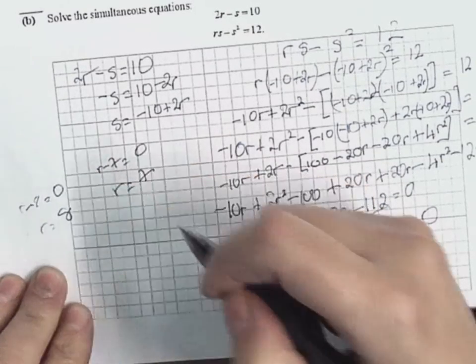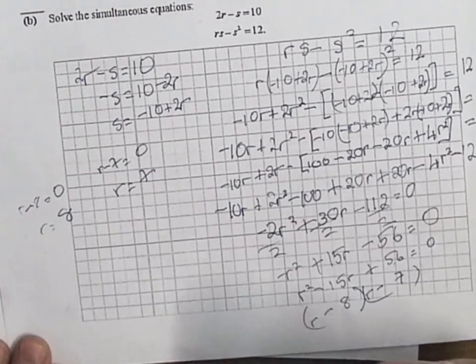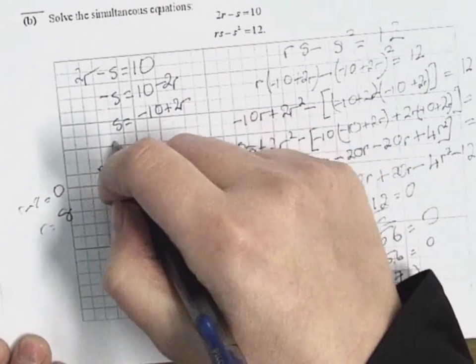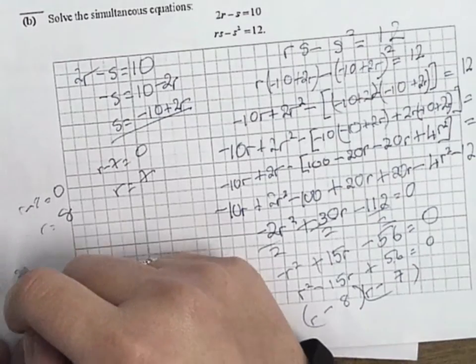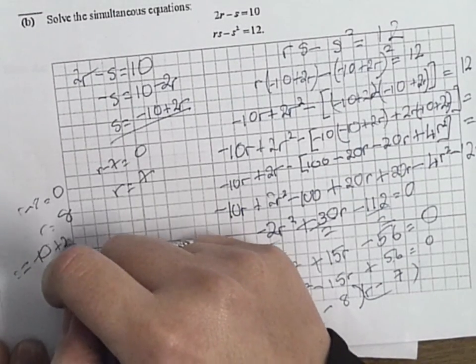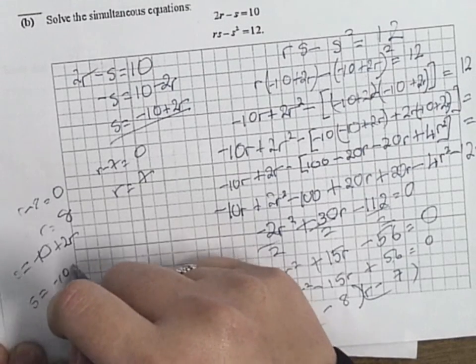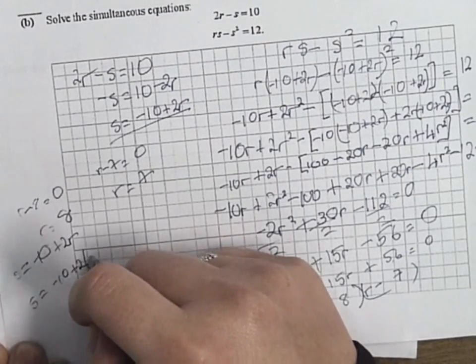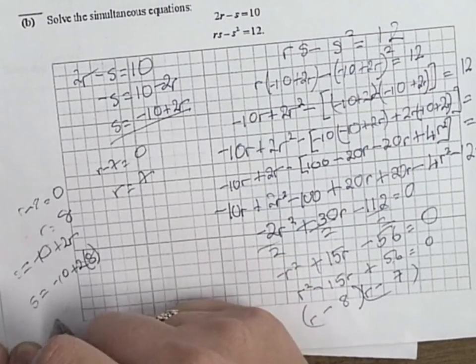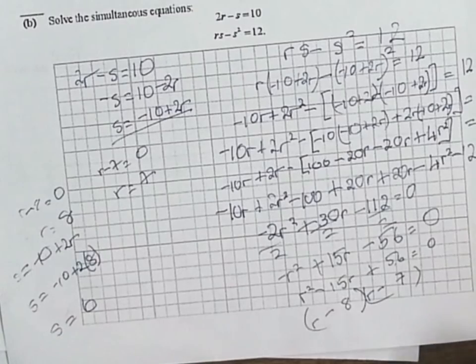Then for each r, you have to get a matching s. So you go back up to this line here. s is equal to minus 10 plus 2r. So s is equal to minus 10 plus 2 times 8, into the calculator, and you'll get s is equal to 6. So when r is 8, s is 6.